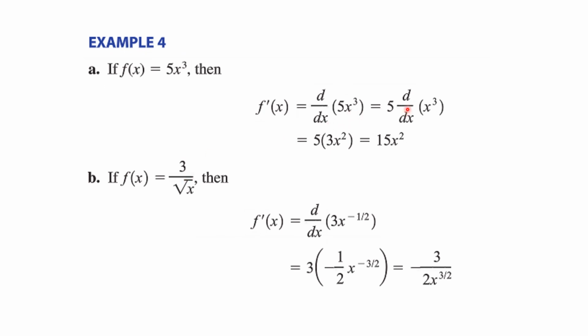Well, the derivative is, you can pull the constant through the derivative, so it's 5 times the derivative with respect to x of x cubed, which is 3x squared. You do all the calculation, and the simplified answer is 15x squared. Here, in part B, you write this as a fractional exponent, and it's going to be 3x to the minus 1/2. You pull the 3 through, then you take the derivative of x to the minus 1/2. That is going to be minus 1/2 x to the minus 3/2 when you subtract 1, and you could write that this way because the minus has the variable in the denominator.